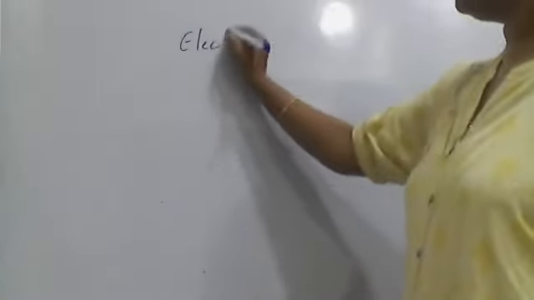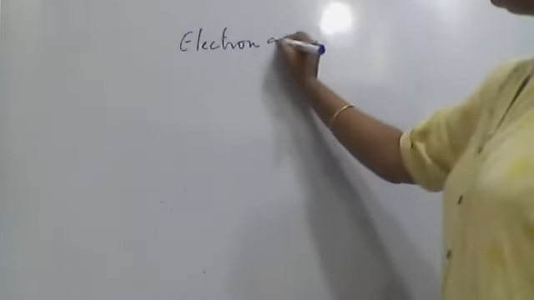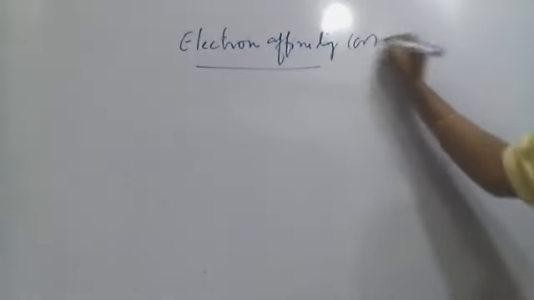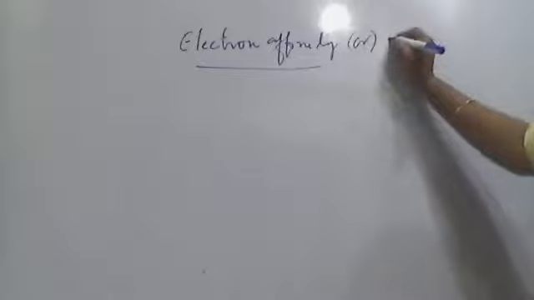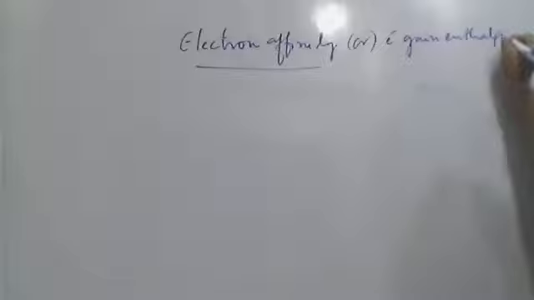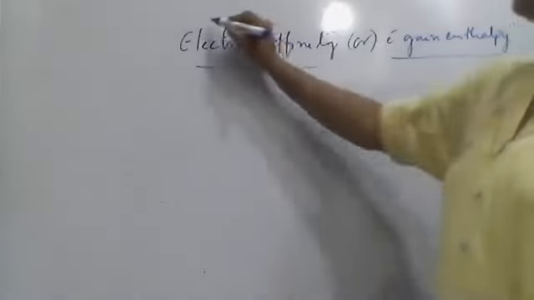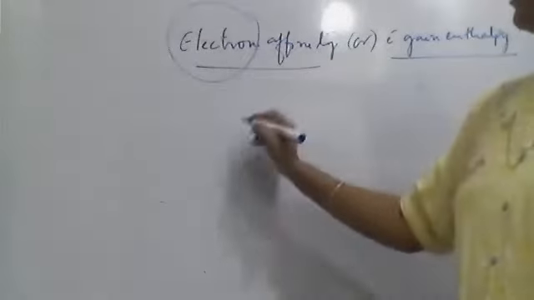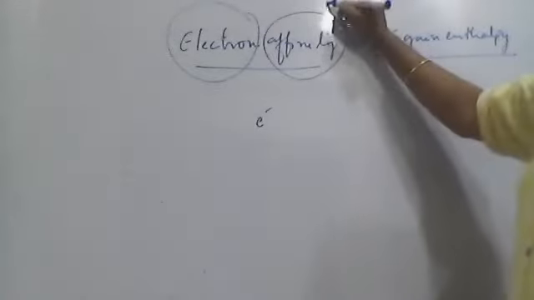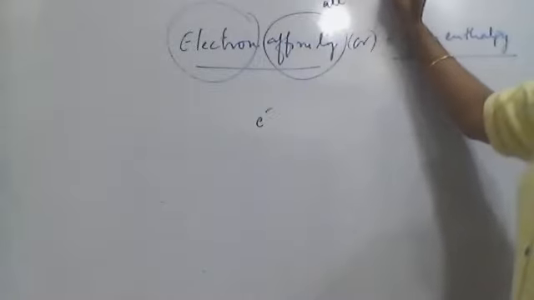Next, see here. Electron affinity. Okay, it is also known as electron gain enthalpy. See, electron means something regarding the electron. We all know that electron is a negative charge particle. And affinity means attraction.